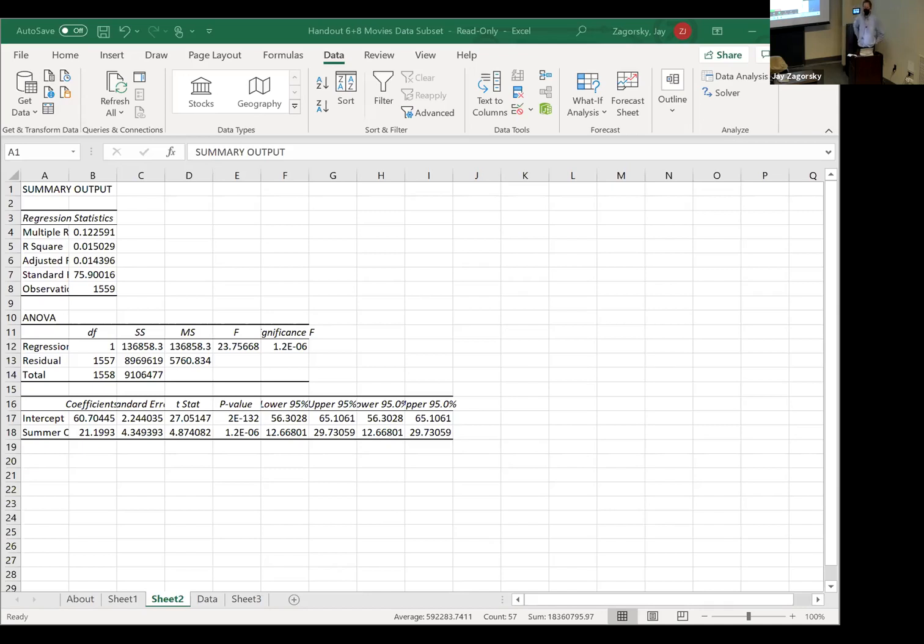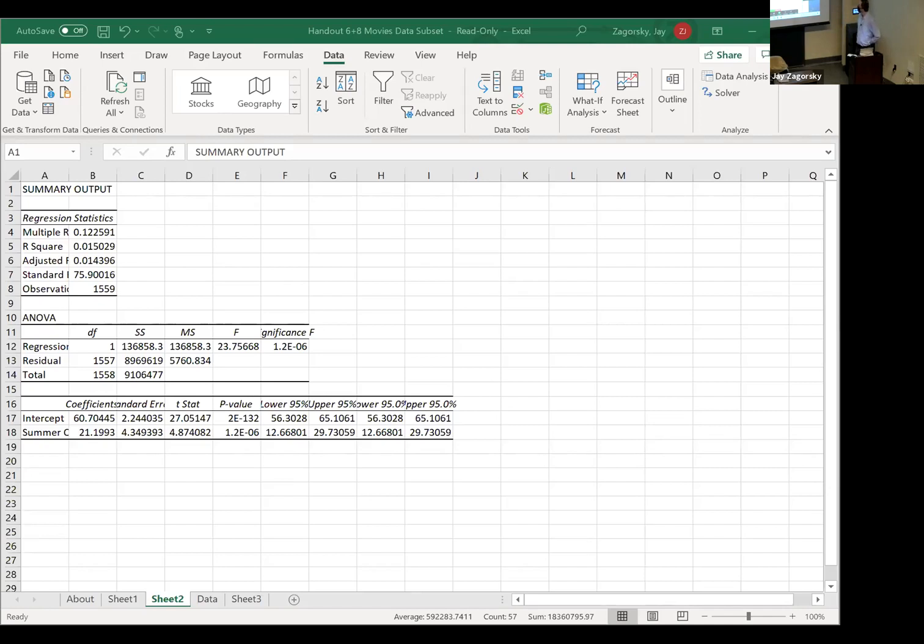Go ahead, room 5, intercept. We said that based on the intercept, it just means that if it's not a summer movie, it's projected to make 60.7 million. Excellent. Non-summer movies on average make about $61 million. All right, breakout room 6, the summer coefficient. We came to that if it is in the summer, you're going to add on average $21 million. 21 million on top of the 60, so summer movies on average earn about 81 million.